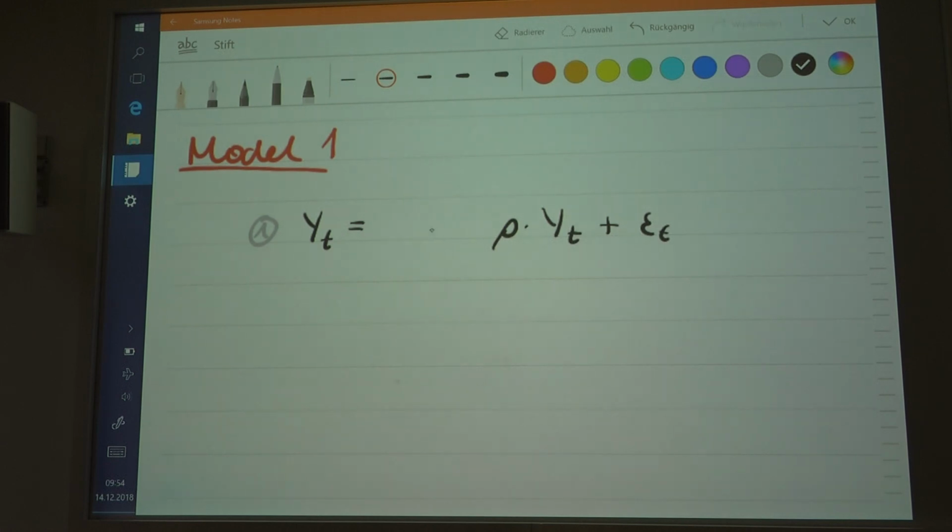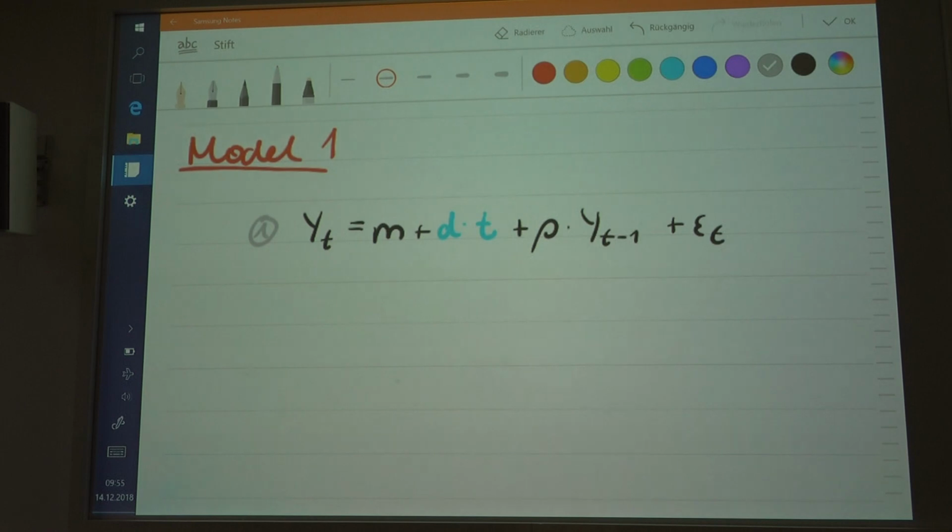Now model 2 involves a constant, so the constant plus that part. And model 1 involves also a linear trend. So in this case you'll have d times t, and d times t is a linear trend. Let me write it more clearly so you see it better. So d times t, this is a linear trend, and then plus rho times y_t minus 1 plus the noise.